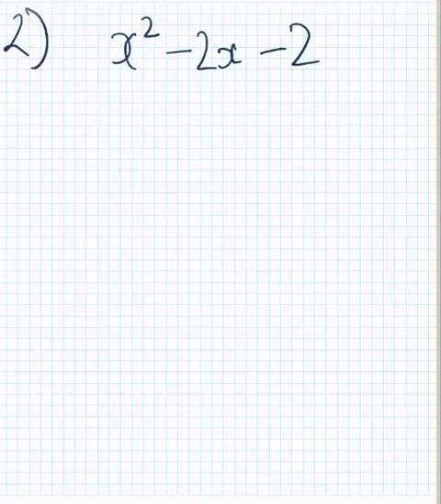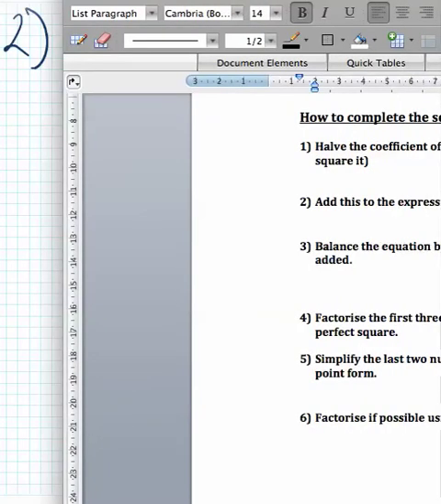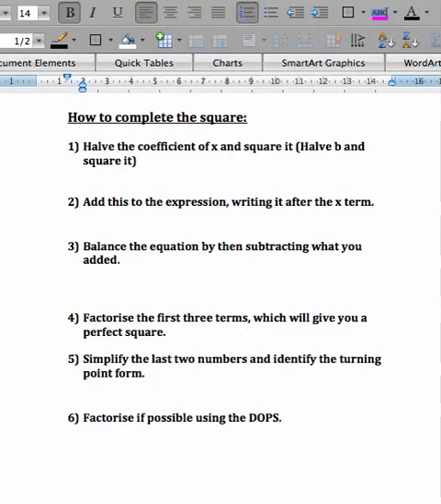So let's do one more question for this session to practice how to complete the square. So remember, we'll follow these main points on how to complete the square, and write these down. Eventually you won't even have to refer to this because it'll be embedded inside of you.